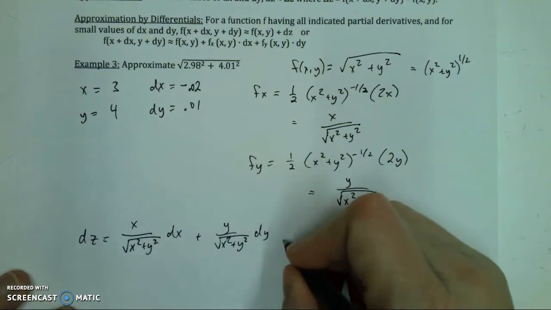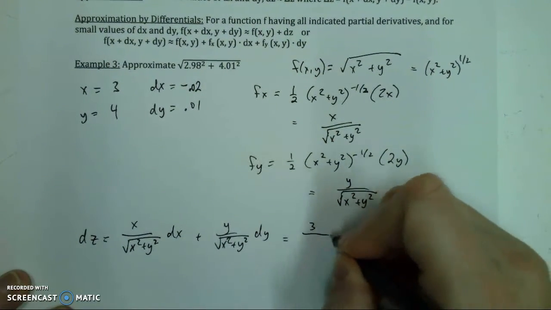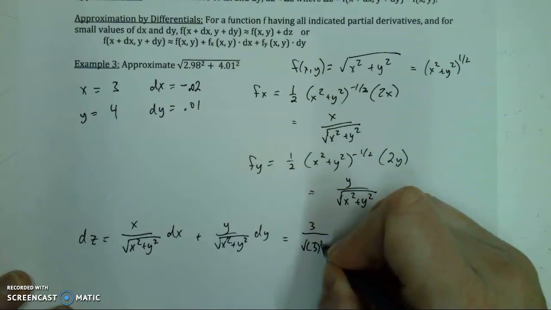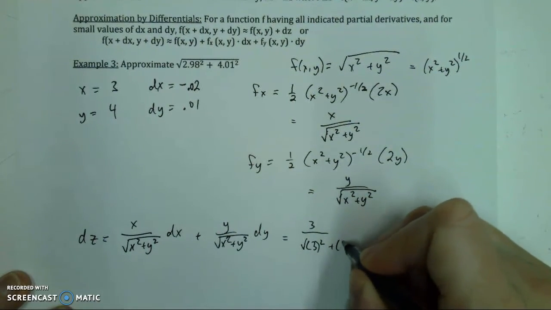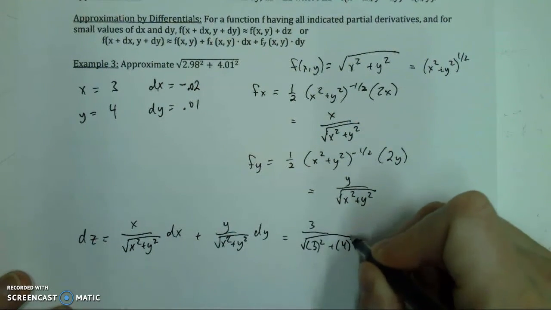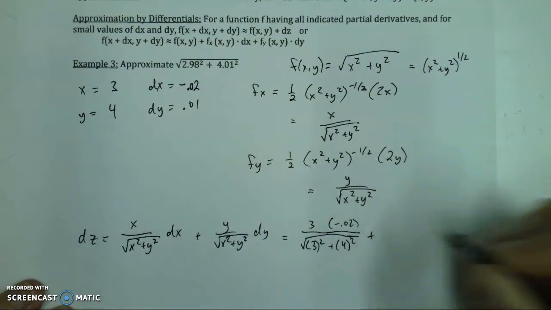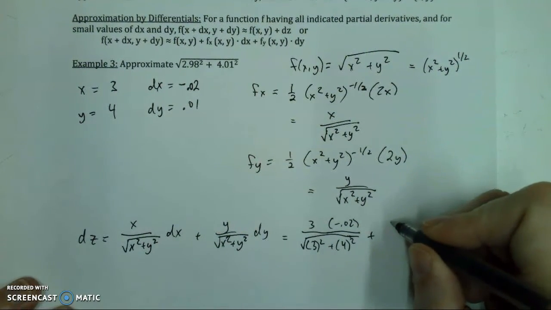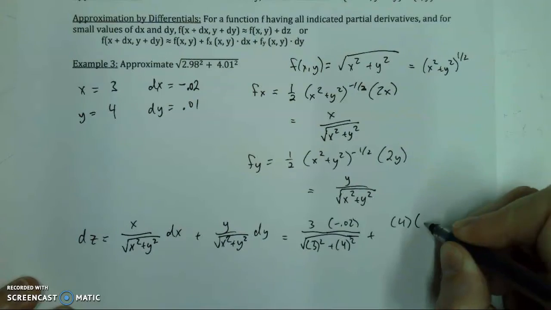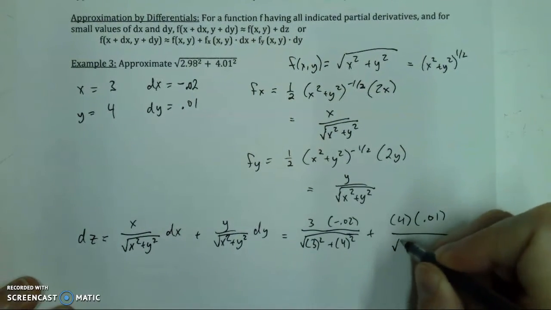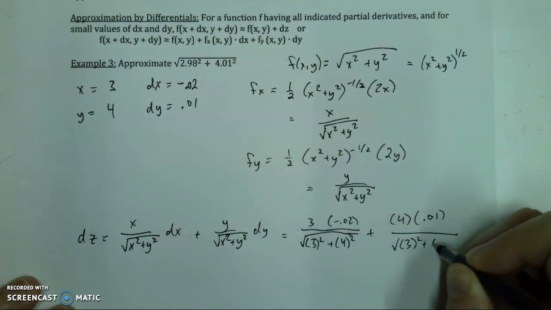And let's go ahead and start plugging in values. So my x is 3, my y is 4, here my dx, I'm just going to pop that in the numerator as well, is negative 0.02. My y is 4, and let's put that dy up in there right away, and we will get the exact same denominator.